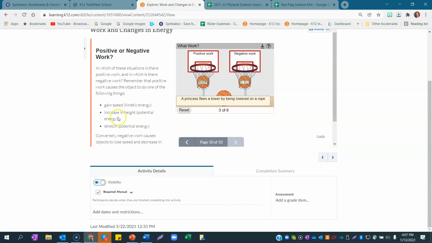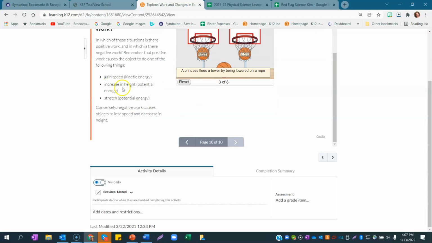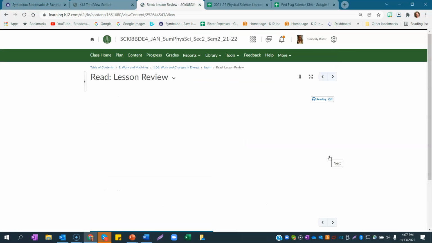You may want to put these things in your notes. If it's positive work, remember that it gains speed. It gains kinetic energy. I would also put that it increases height, which means it increases potential energy, and it stretches, which is also potential energy. And then I would also put in my notes that negative work causes objects to lose speed and decrease in height. Okay, so there's some things to wrap up in your notes.